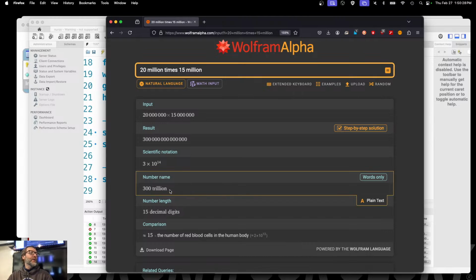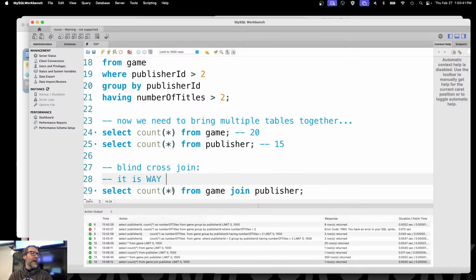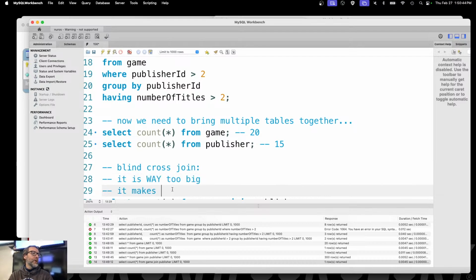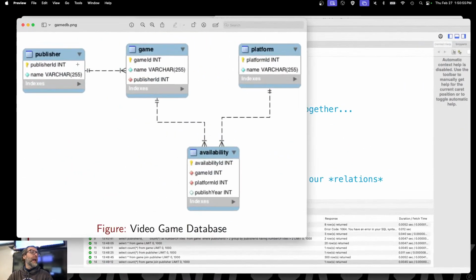So is 300 trillion things coming out of your database anytime soon? Probably not, right? So let me restore that back to actually what it is. So we do not want a blind cross join. It is way too big. It makes no sense, right? It is not following our relations in the tables, right? How is a game related to a publisher? A game is published by a particular publisher.